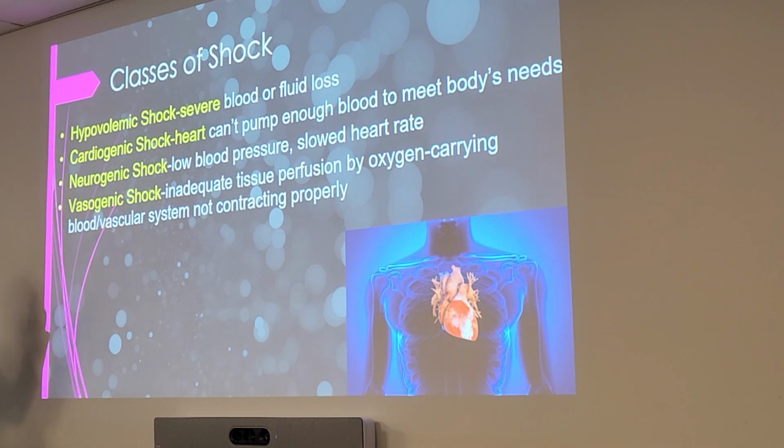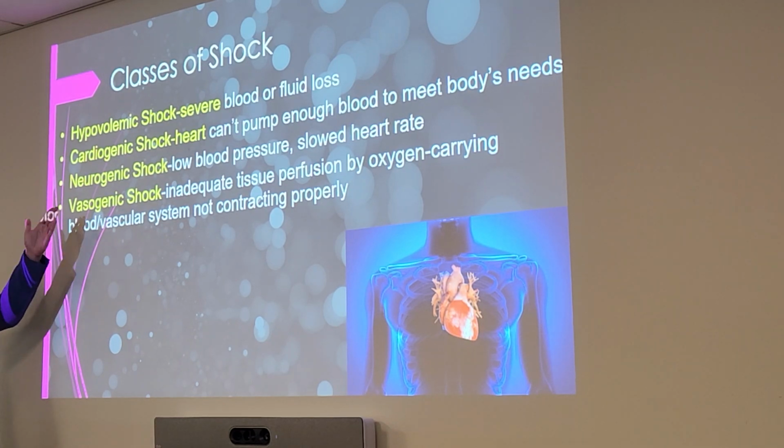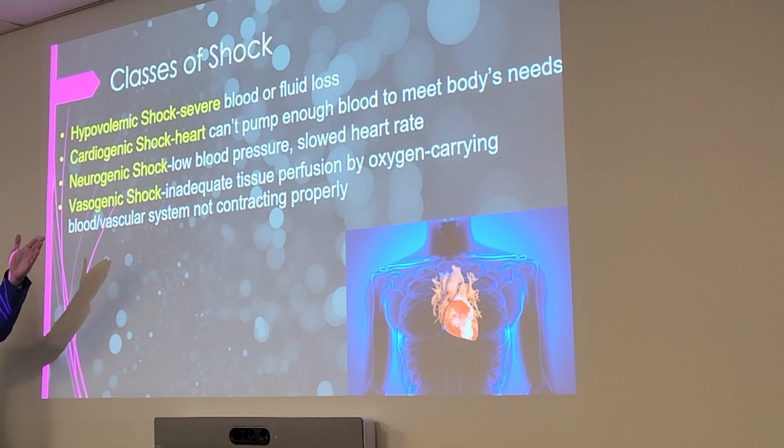Cardiogenic. Cardio means what? Heart. Can't pump enough blood to meet the body needs. How does the body pump blood? With the heart. That's cardiogenic shock. Neurogenic, low blood pressure and a slowed heart rate. How does the heart beat? Through nerves transmitted to the brain. What's neuro mean? Nerves. Neurogenic, nerve shock. My heart's slowing down. It's not getting the right signals. Is that helping? Yeah. I'm trying to give y'all some little clues there.